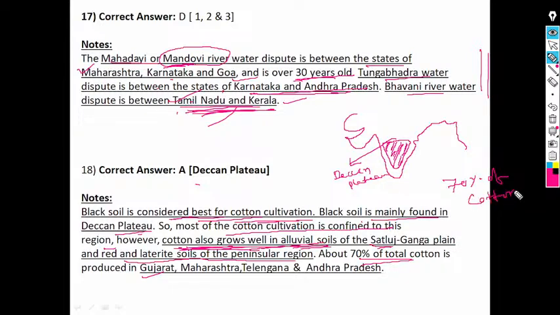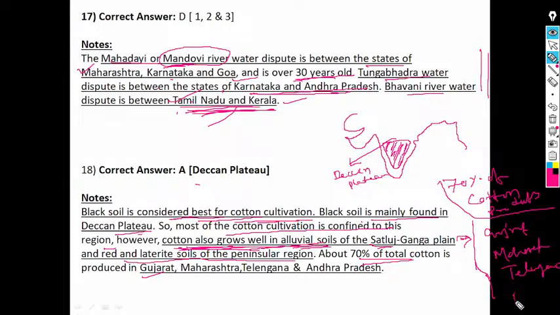Of cotton production, first is your Gujarat, then your Maharashtra, right? Gujarat, Maharashtra, then Telangana, then your AP, Andhra Pradesh, right? Gujarat, Maharashtra, then Telangana, then Andhra Pradesh. 70% of the country's cotton production is huge.